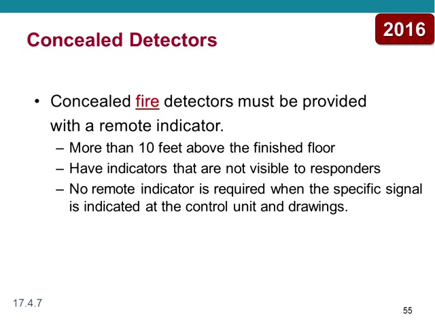The other change that occurred in Chapter 17 was that we used to say concealed smoke detectors must be provided with a remote indicator where they are more than 10 feet AFF or have indicators that are not visible to responders. Now we say all fire detectors must be provided with that. So that's a bit of a change, and it makes sense. We probably should have changed that years ago, but it's clear that the committee intended that all along.